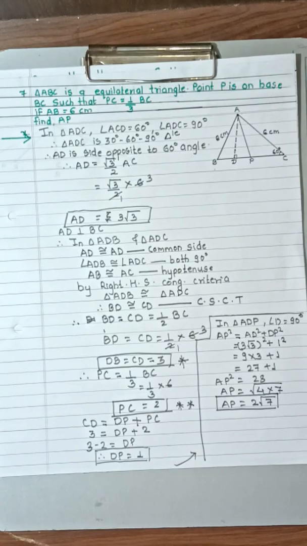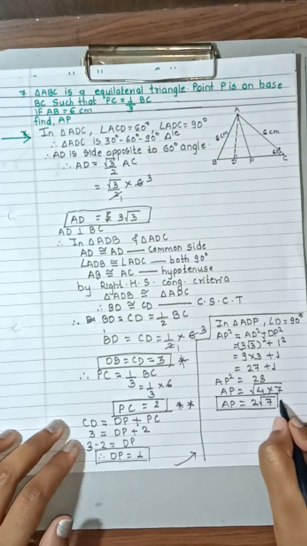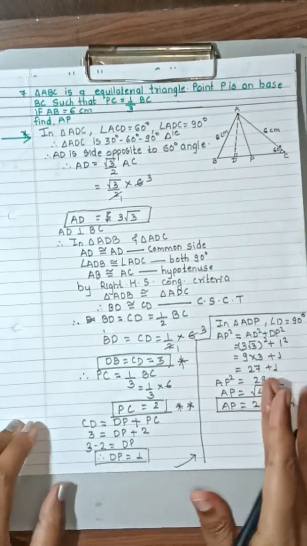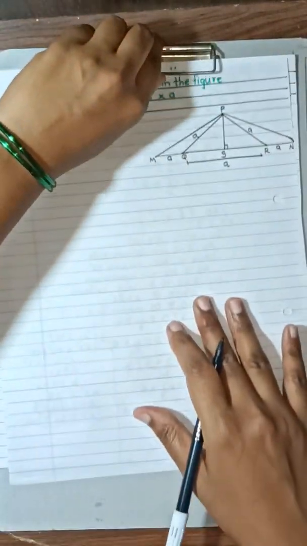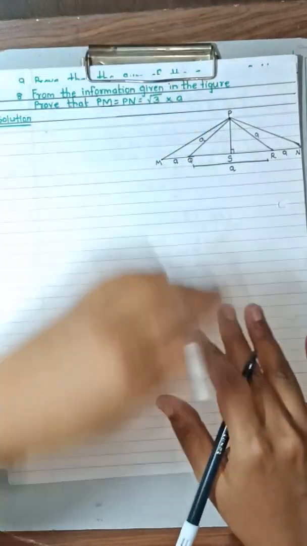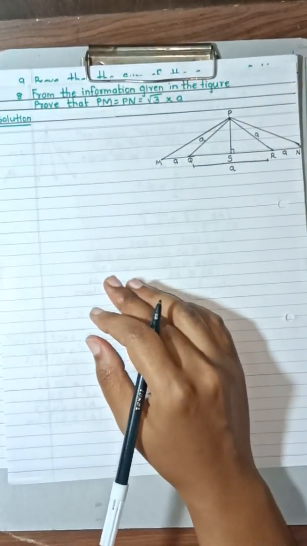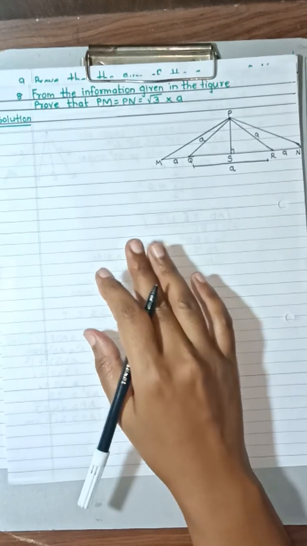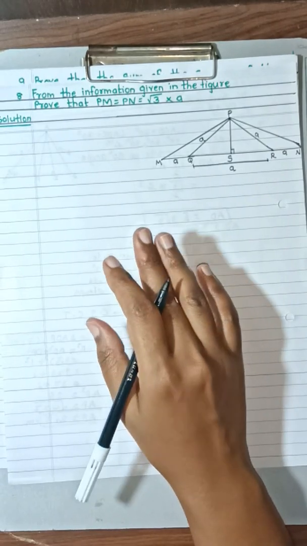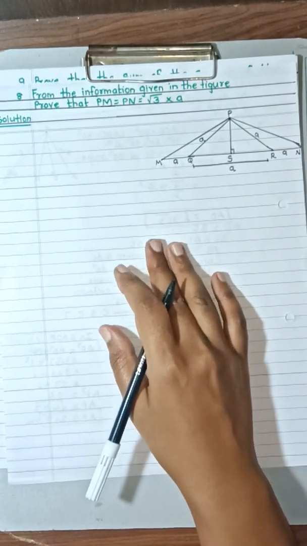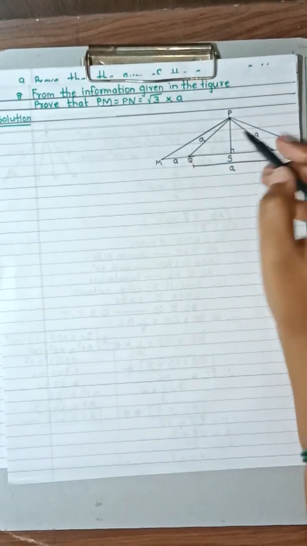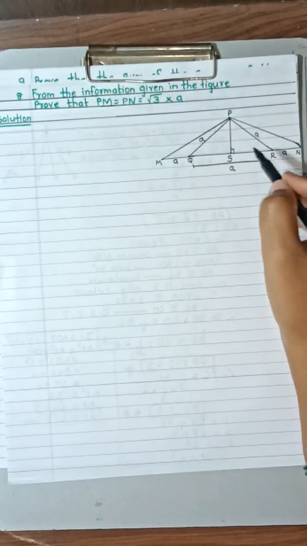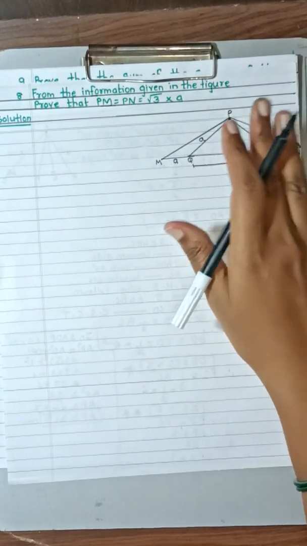Okay, so see how easy it was. You can write your units in centimeters as they have given in centimeters. Okay, now let us move on towards question number 8. Question number 8 is also similar to question number 7. From the information given in the figure, prove that PM is equal to PN is equal to root 3 into A. Okay, this you have to prove.